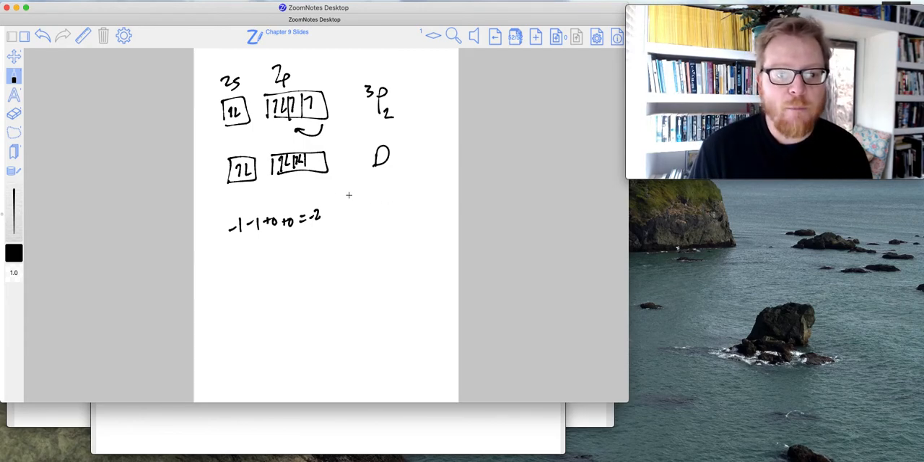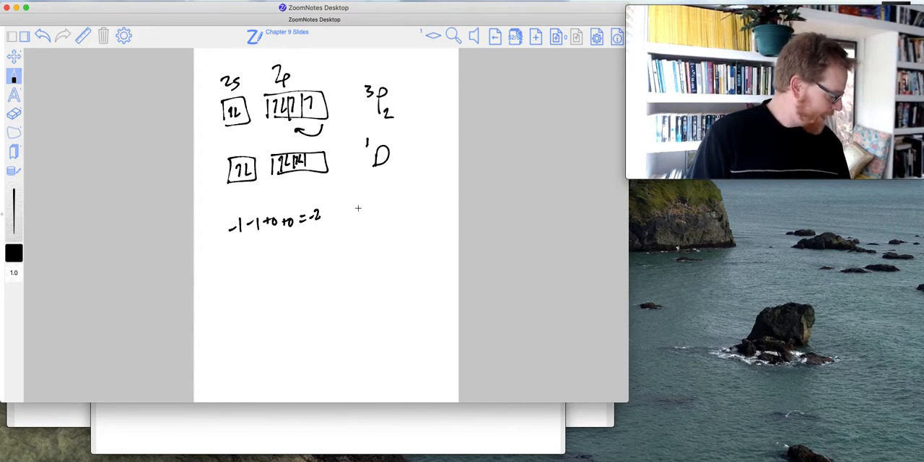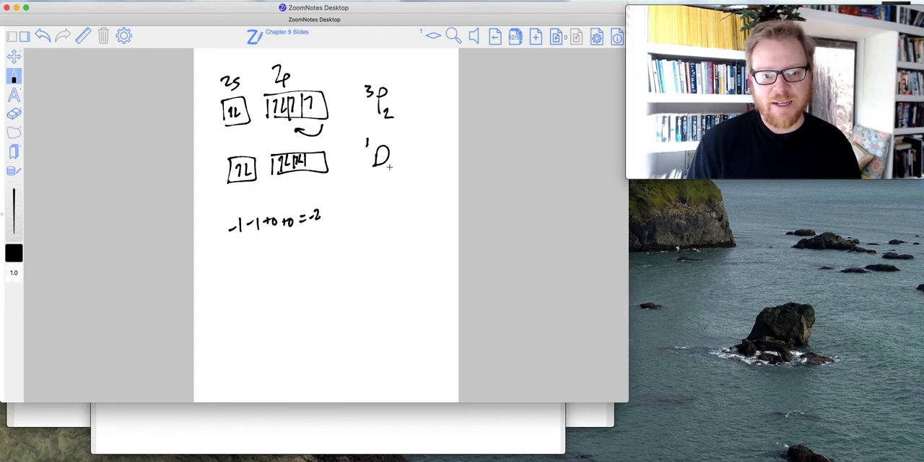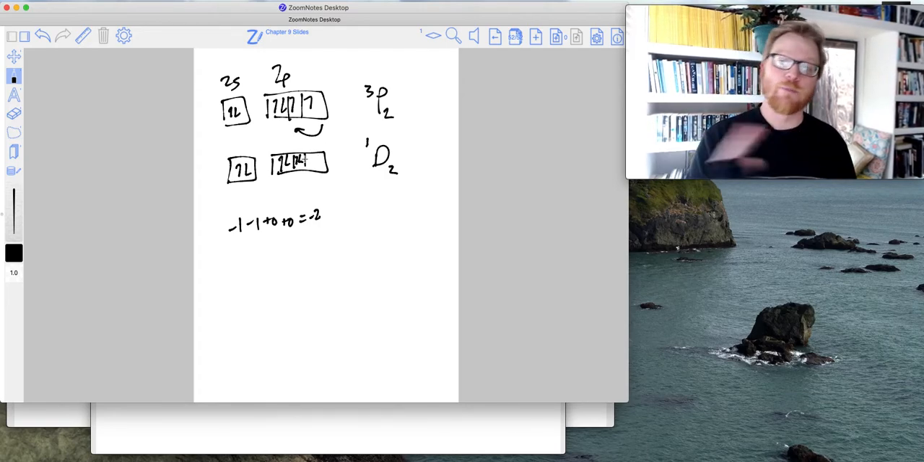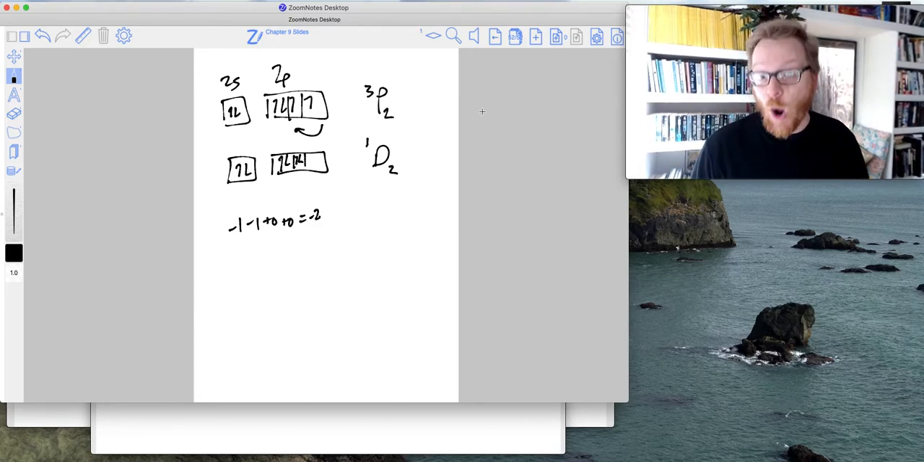Okay. We can see that these are all paired up. It's all singlet. So that's a singlet D. And then technically this would be a singlet D2. Okay. So that's how we deal with excited states. We're going to start like literally breaking the rules and moving electrons around to where we know they shouldn't go.